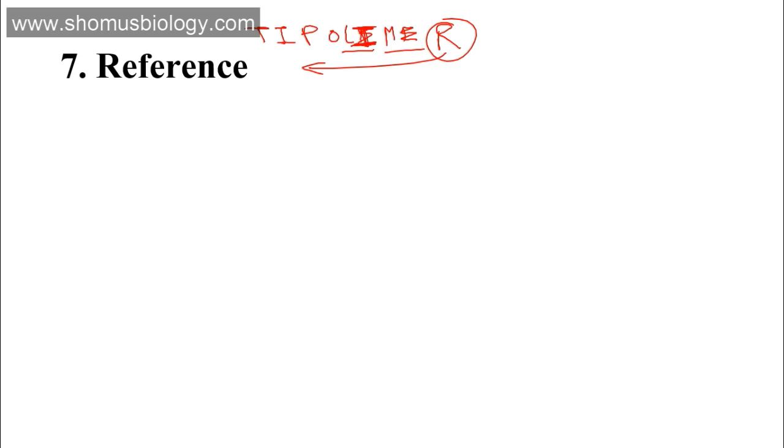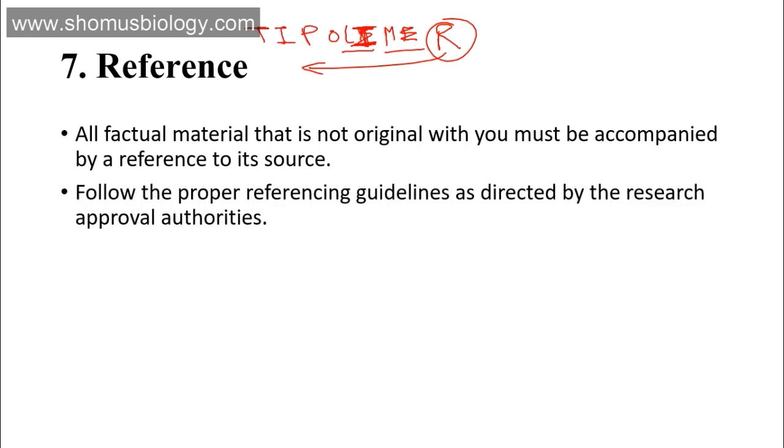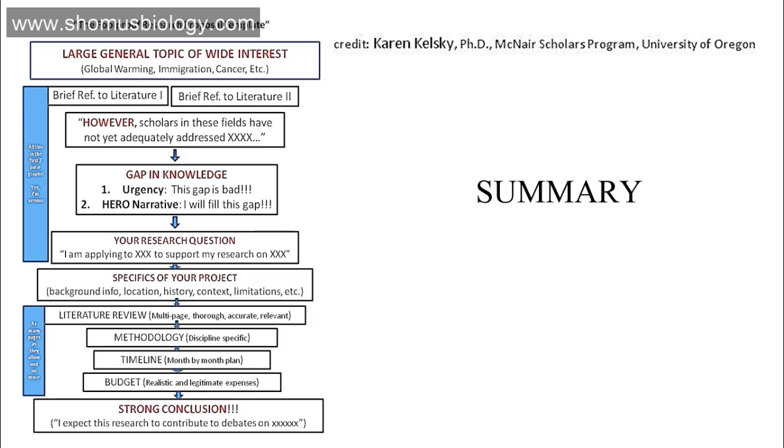So in referencing, what you should mention here is that all factual material that is not original with you must be accompanied by a reference to its source. Now, referencing is of different types. There are different styles of referencing. I'll teach you about all the major types of referencing in the series of videos, but you need to put this here at the end of your work. Follow the proper referencing guidelines as directed by the research approval authorities, otherwise your research grant may not be approved. And here comes the summary of the whole process.